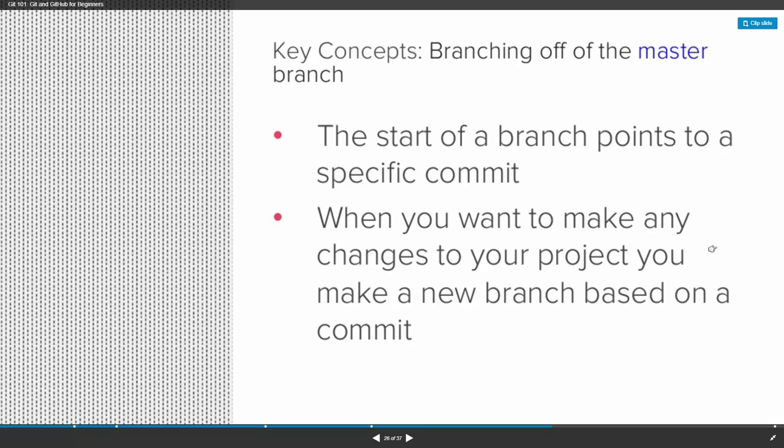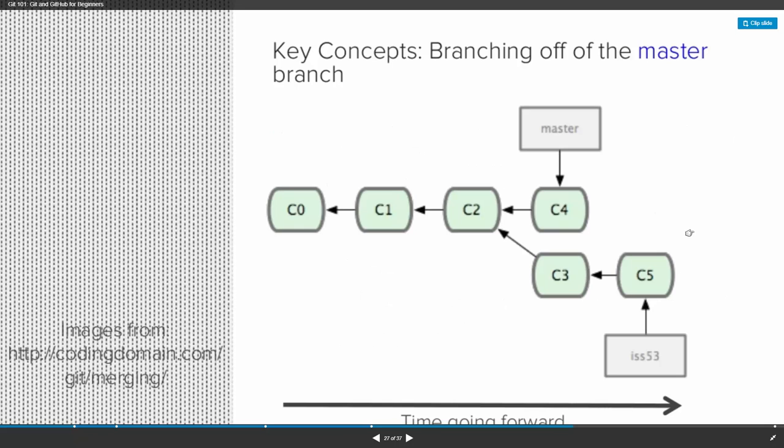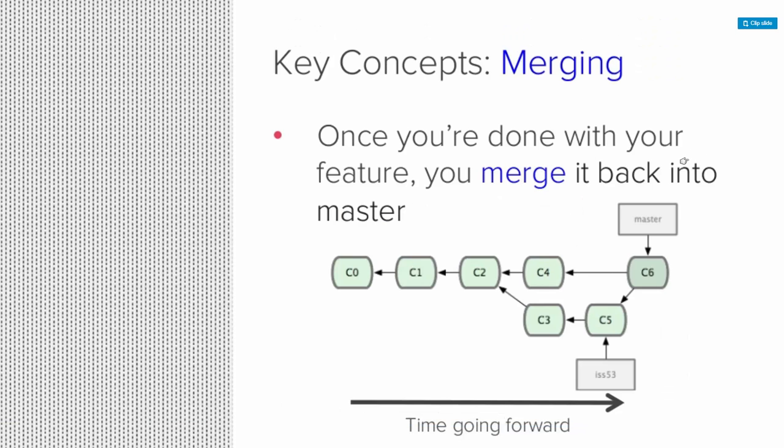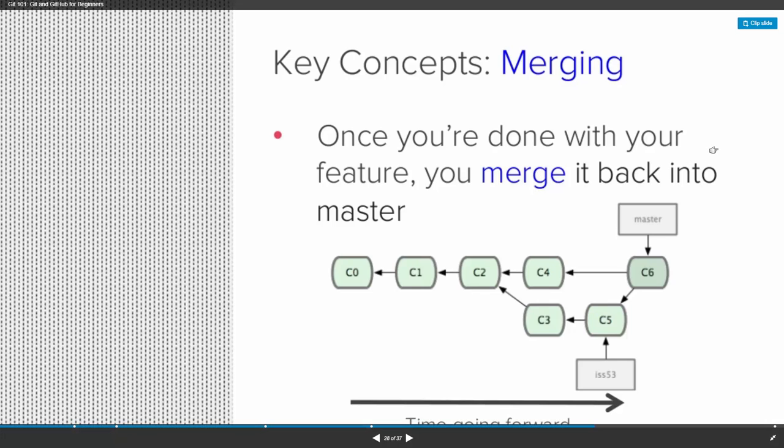The start of a branch, as it says, points to a specific commit. All right, so it's kind of like you're going down a flow of code and you're going sequentially, but now you have an if statement and you're able to go to somebody else's branch if you want to do so, or your own branch. When you want to make any changes to your project, you make a new branch based on a commit. Again, we'll see that in a little bit. Again, these are pictures. That's not really how it looks. After you branched away, if you want to go and take what you've made in your branch and copy it back to the master, that's known as merging or doing a merge.